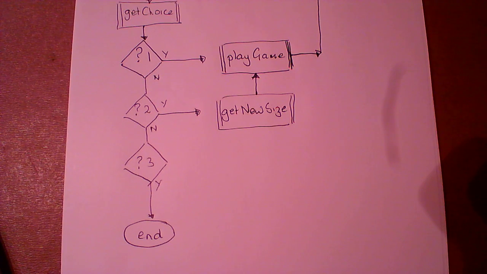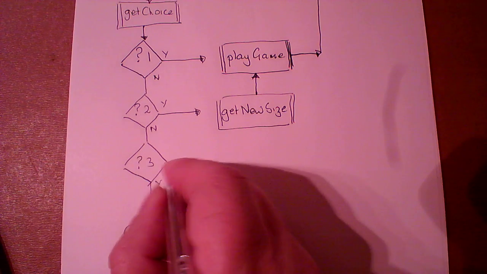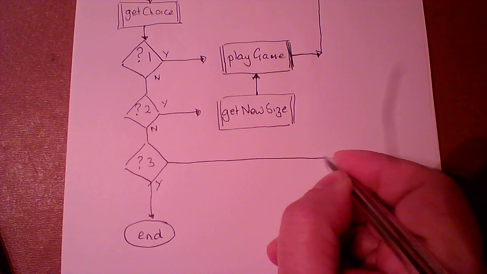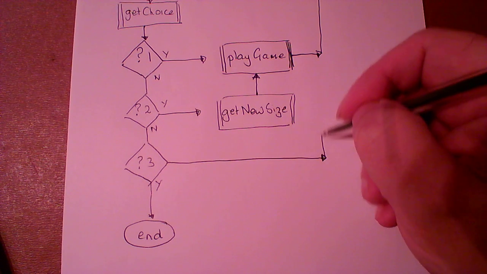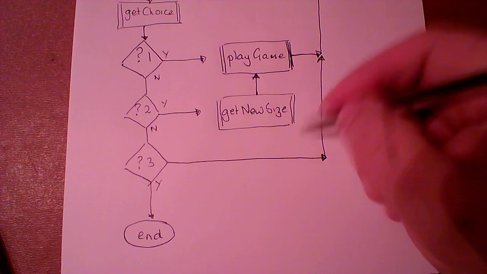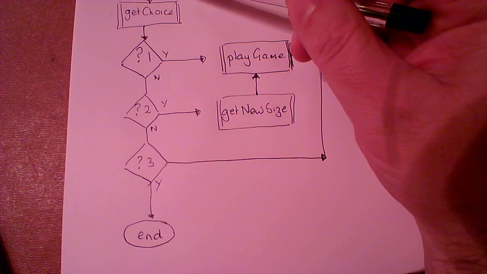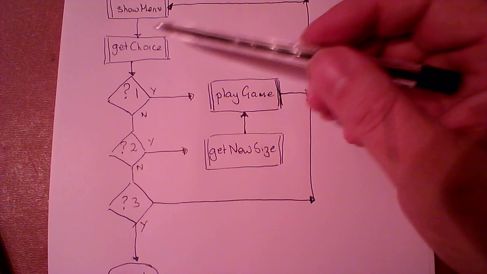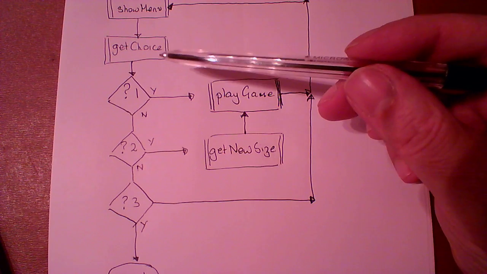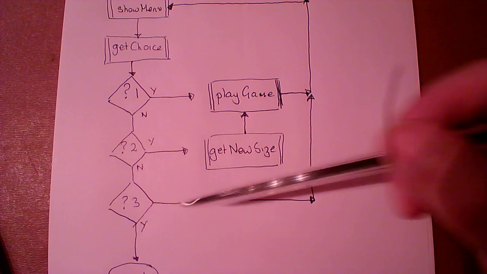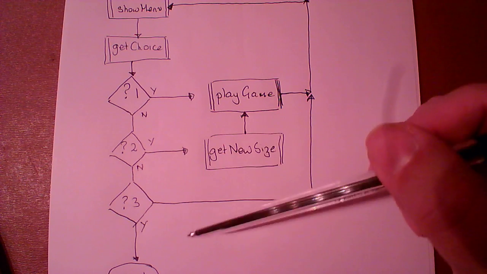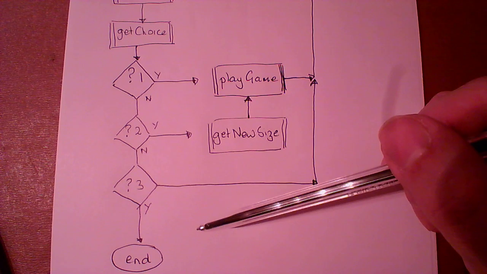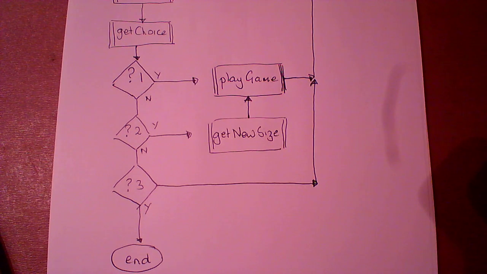If they didn't choose 3, then I'm going to take it all the way back round. So let's say they chose 4, or they chose 5, or anything else. It's going to take them all the way back round, and it's going to show them the menu again at the top. It's going to take them back round, show the menu again, get their choice. Did they choose 4? No. Go back round, show menu, and keep going until they choose 3, and then it's going to quit the game. So that is the loop for the main program.